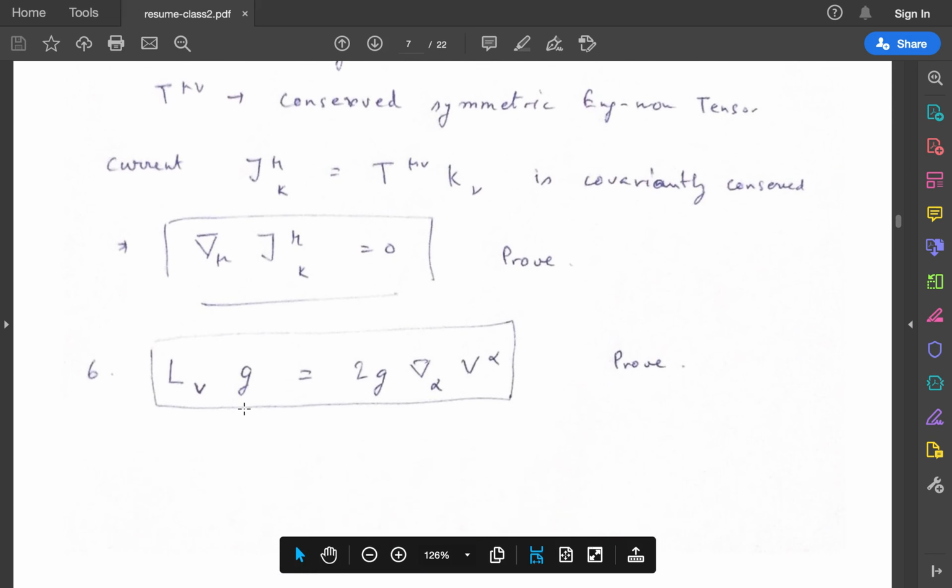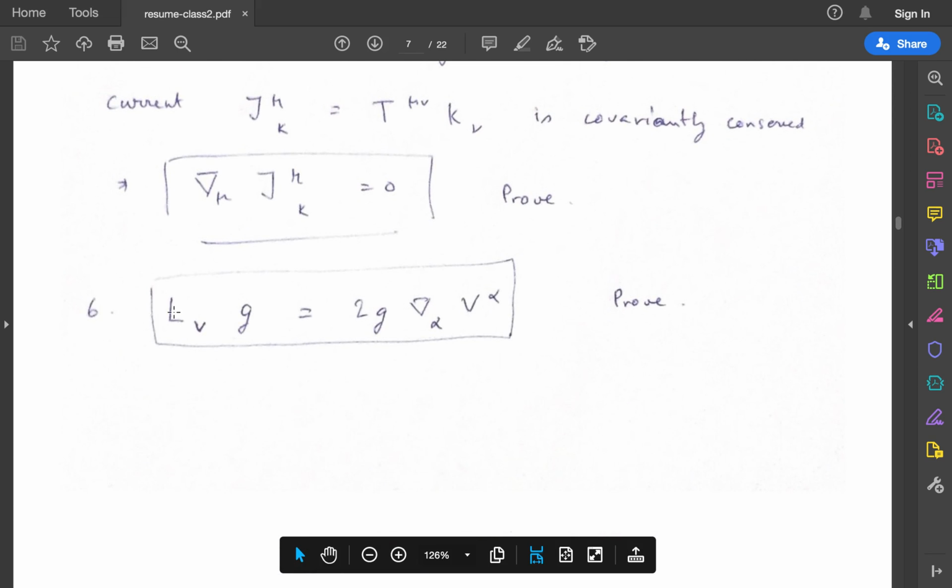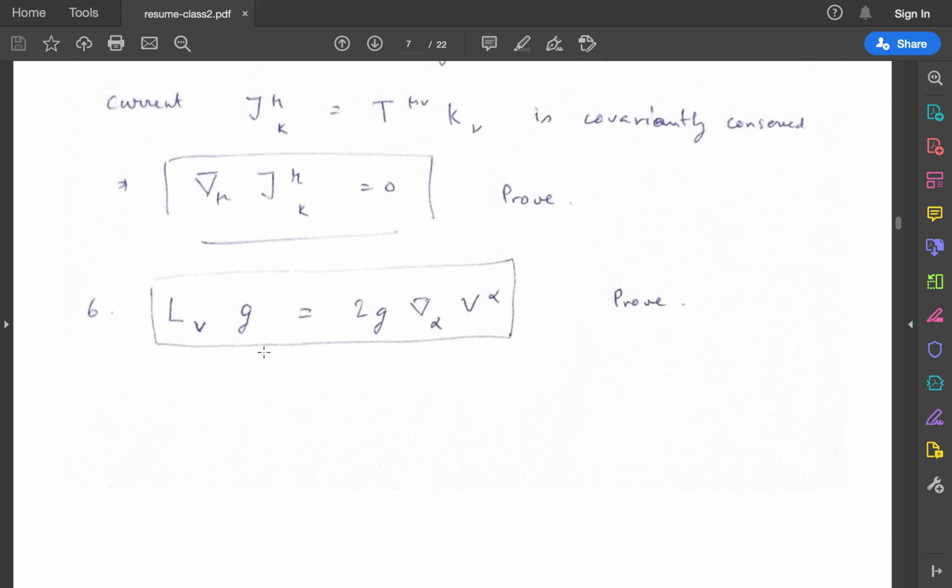And the final proof that you have to give is, you have to prove that L_V of g, the determinant of the metric, is nothing but twice g ∇_α V^α, where V is the vector along which it remains invariant.